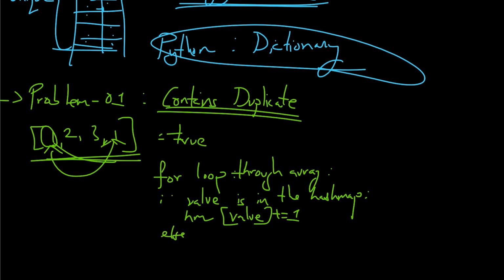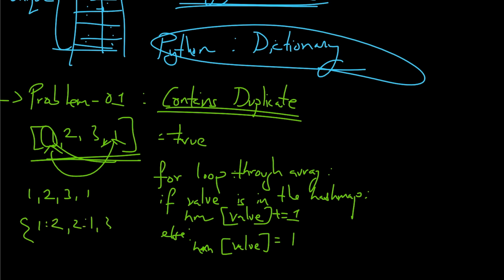Else we are going to add it to the hash map. So hashmap of value, and we will say is equal to 1. So essentially this array 1, 2, 3 and 1 will be stored in the hash map like 1 of 2, 2 of 1 and 3 of 1. We'll actually even solve this after we write the code. Let us now focus on the pseudocode.